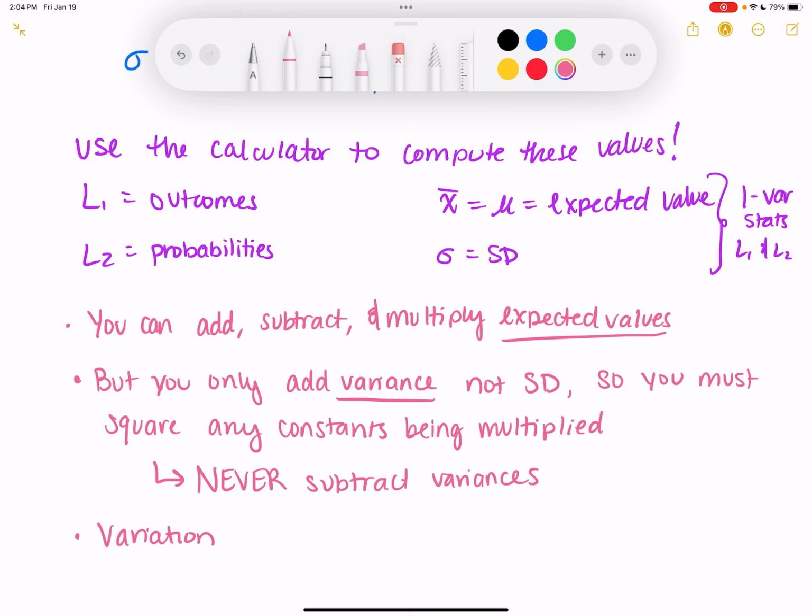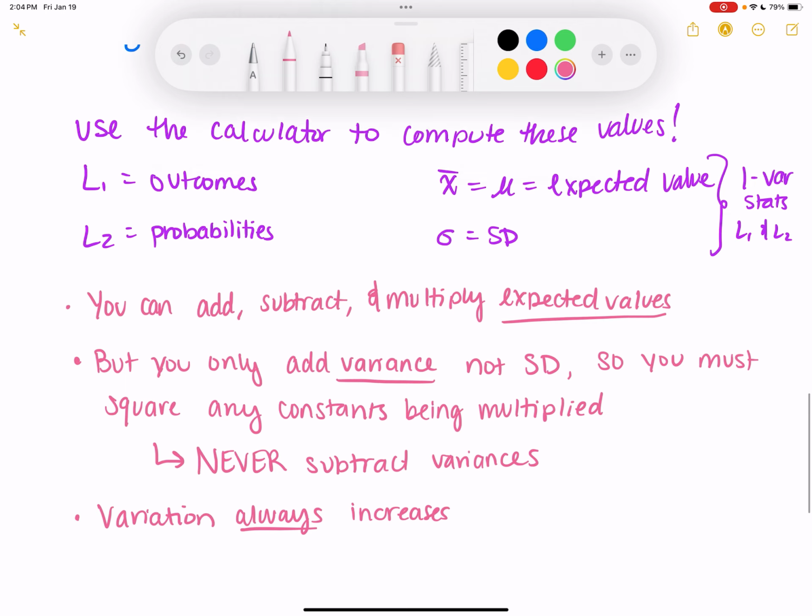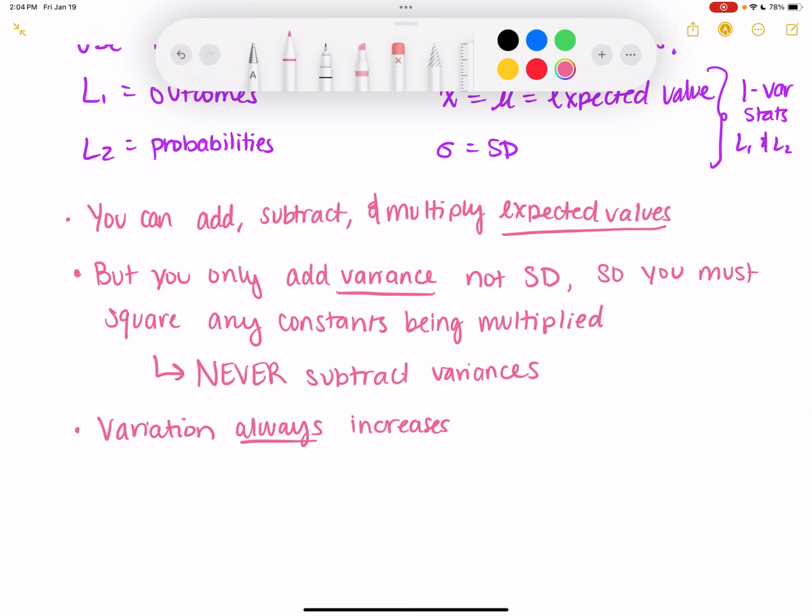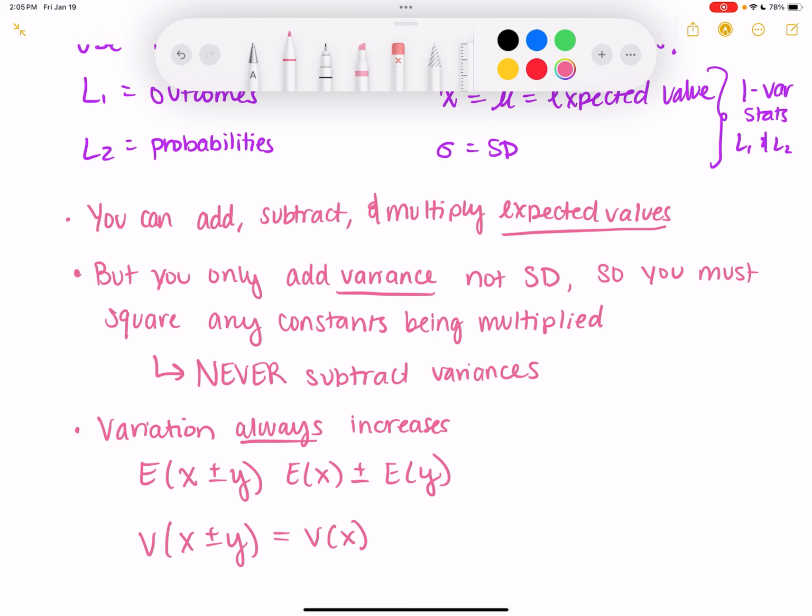Variation always increases. So the expected value of x plus or minus y is E of x plus or minus E of y. But for variance of x plus y, it's V of x plus V of y.